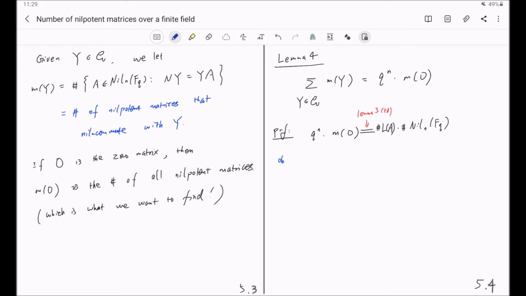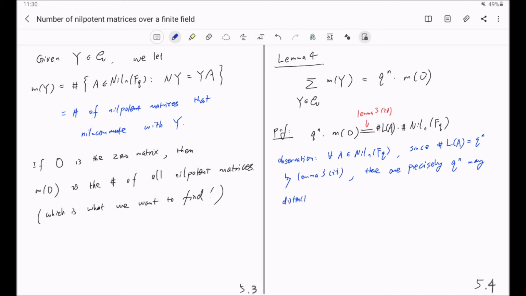Here's the key observation. For each nilpotent matrix A, since the cardinality of alpha A is equal to Q raised to power n, by lemma 3, that's statement number 2, there are precisely Q raised to power n many distinct Y's that nil commute with A. And if you translate this into mathematical notations, this is the same as saying that this product can be written into the following sum.